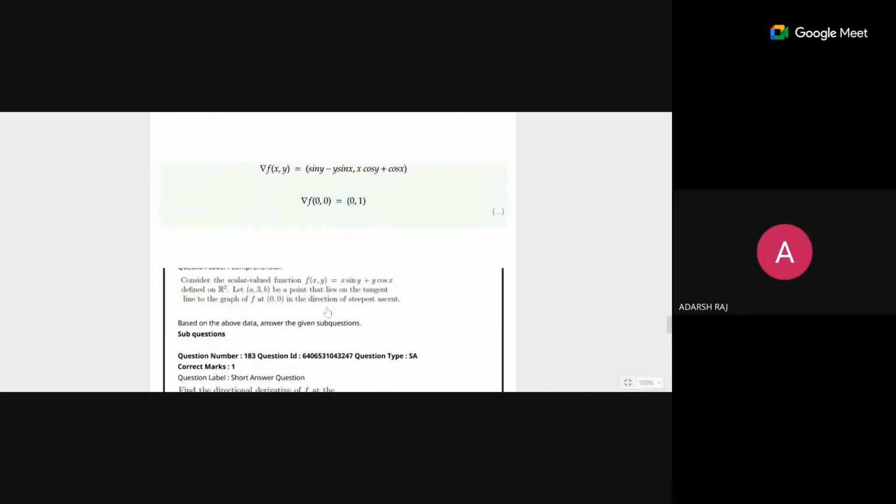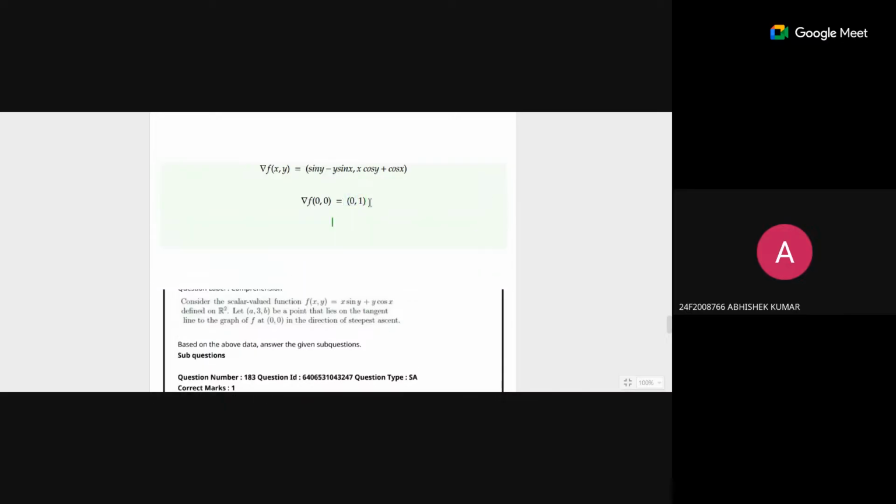Now you have to find the direction. So what will be the direction of steepest ascent? First we have to take the norm of the gradient at 0 comma 0. The norm is already 1. If you find the norm of this vector, it is 1, right? So basically our direction of steepest ascent is 0 comma 1.